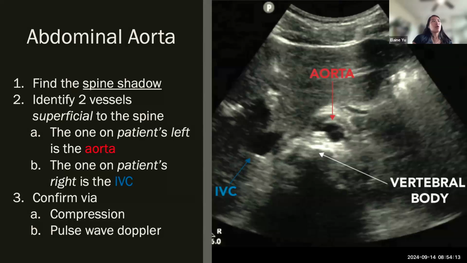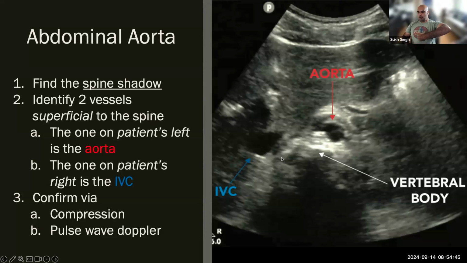One will be the aorta, one will be the IVC. In people with normal anatomy, the aorta will be on the patient's left and the IVC will be on the patient's right. You can confirm which one is which by applying some compression that we alluded to earlier. The IVC should compress, the aorta should not. You can also use pulse wave Doppler to look at the pattern of flow, and you should get pulsatile flow through the aorta versus continuous venous flow through the IVC.